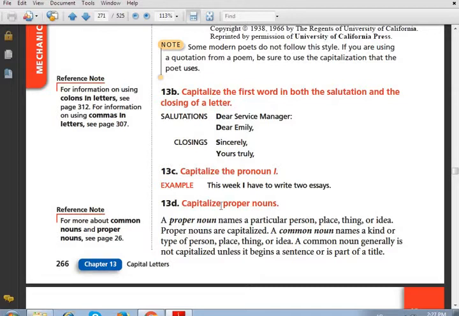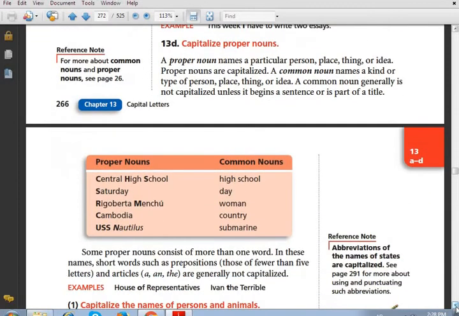Or Alexander the Great. I capitalized A in Alexander and G in Great, but I didn't capitalize the because it is an article. That's correct. Okay.